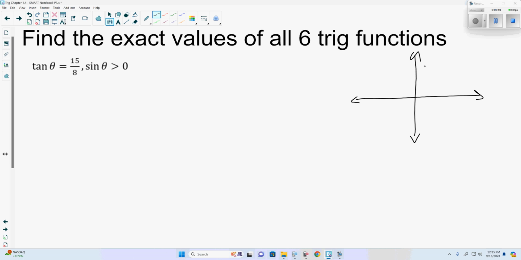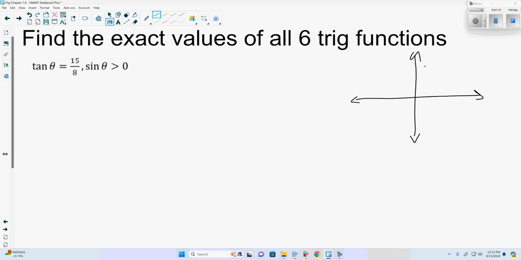Especially if they give you sine, cosine, tangent, secant, cosecant, cotangent, and give you more information about it, we're definitely going to need to put it on the xy coordinate plane. The reason for this is because it told us tangent is 15/8. Tangent's opposite over adjacent. And it also told us sine is positive, because sine of theta is greater than 0. It's just telling us that it's a positive value.